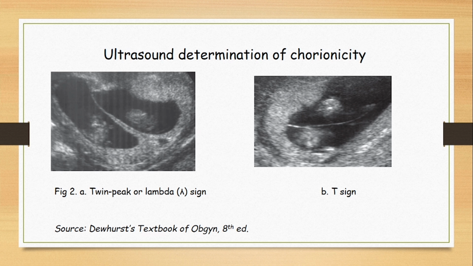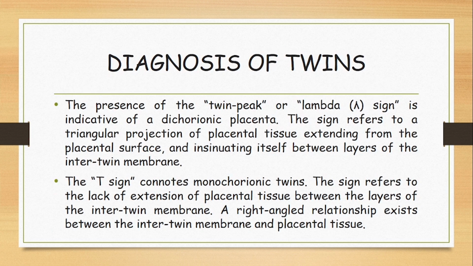And when you see a T sign like this, you can see a very thin membrane, and this one forms the upper head of the T. This T sign shows a monochorionic twin. Compared, look at this again. This septum is so thick, greater than 2 mm. This one is less than 2 mm. And this lambda sign is characteristic of a dichorionic diamniotic twin.